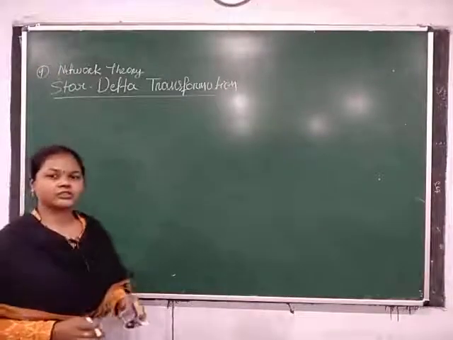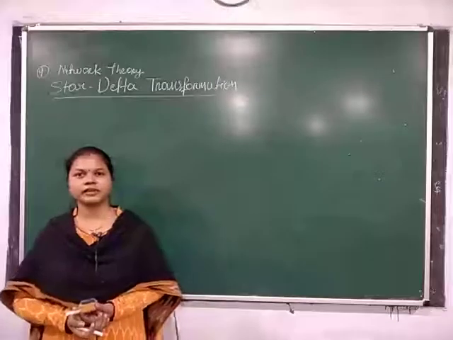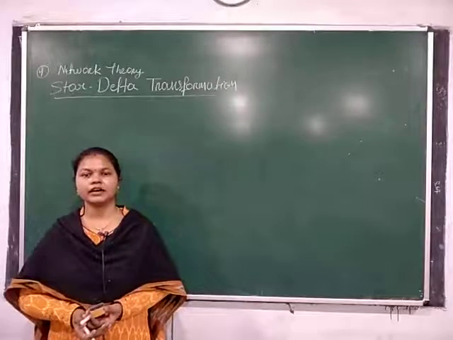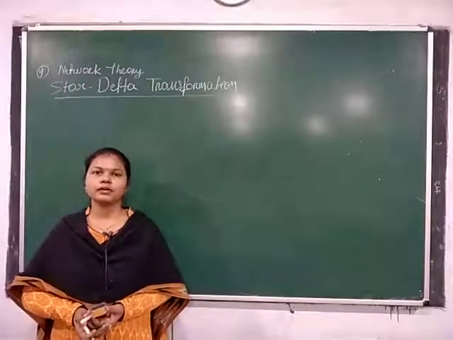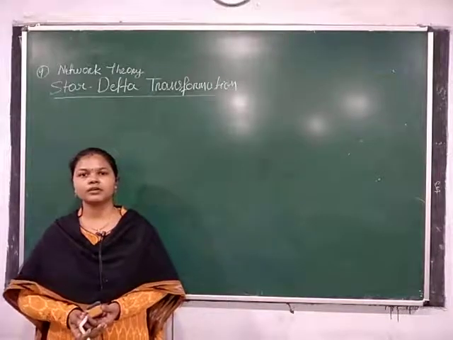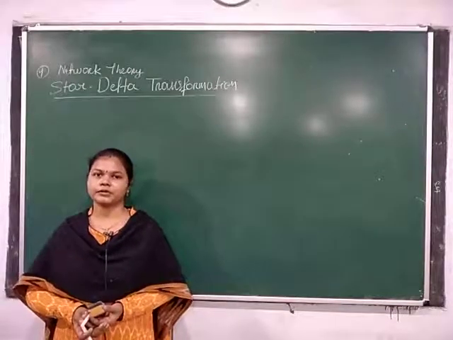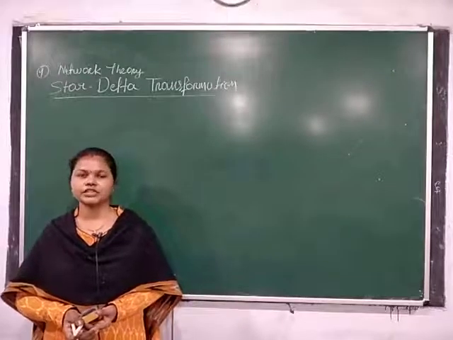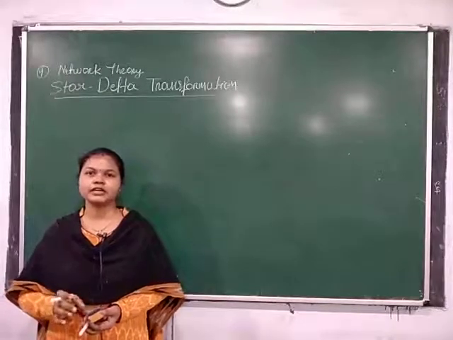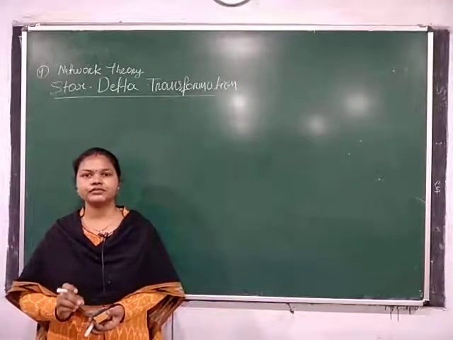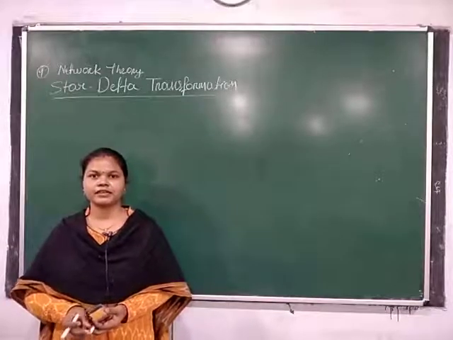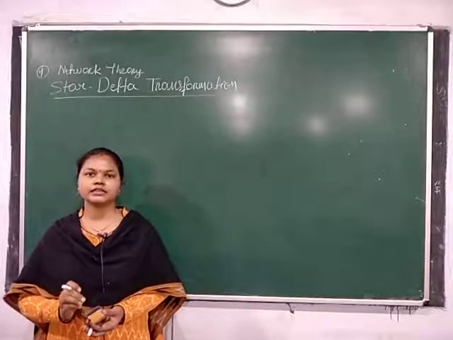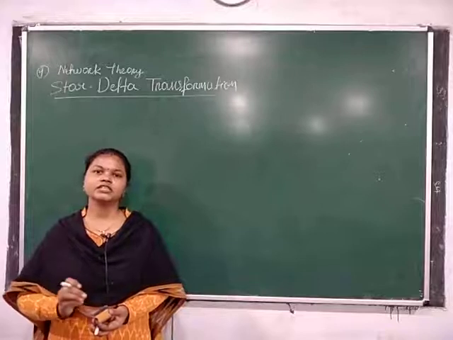Before starting this topic, first we clarify what star delta transformation is, and after completing this topic, what problems you will be able to solve. Star and delta configurations are used in three-phase circuits. These are the two different connections used in a three-phase system. Star and delta transformation are used for circuit solution or circuit minimization.